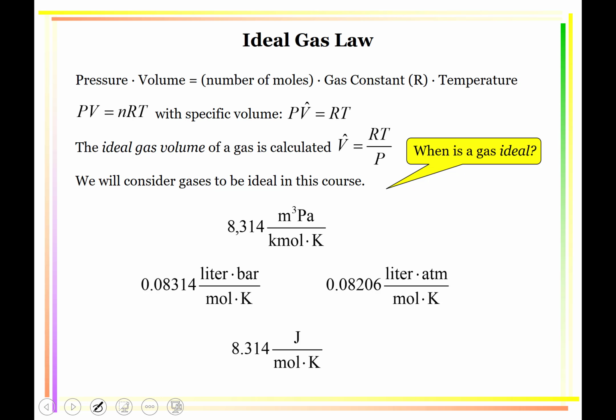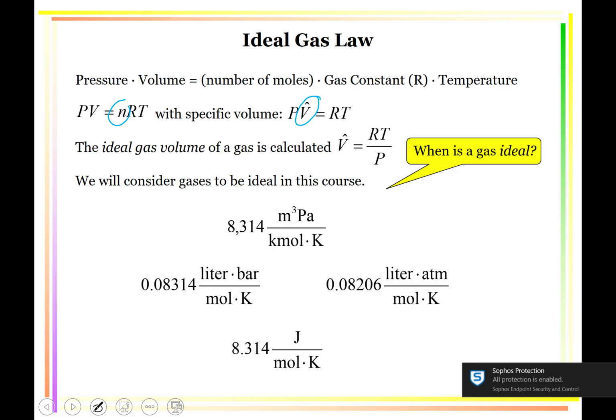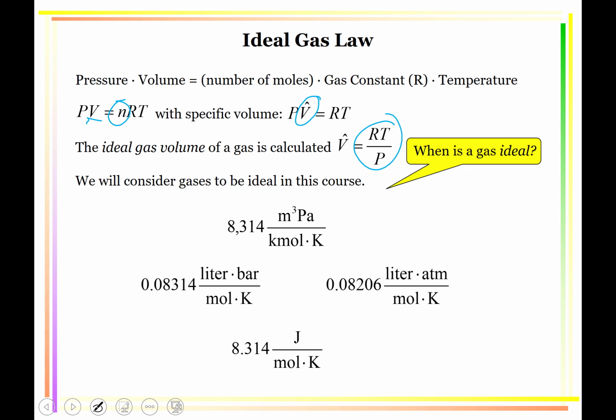So you're familiar with the ideal gas law, and in our book, specific volume is given a hat, and that hat means that we're taking the number of moles, we're taking V divided by N, and that's what the V hat is. So we calculate the ideal gas volume of a gas by simply the relation RT over P. And when can you consider gases to be ideal in this course? We learned that rule of thumb, and we'll review it. But for this course, basically every gas we are going to deal with is ideal. And these are some gas law relations.